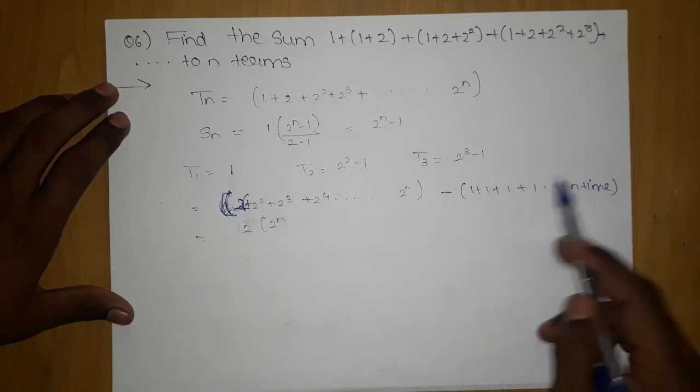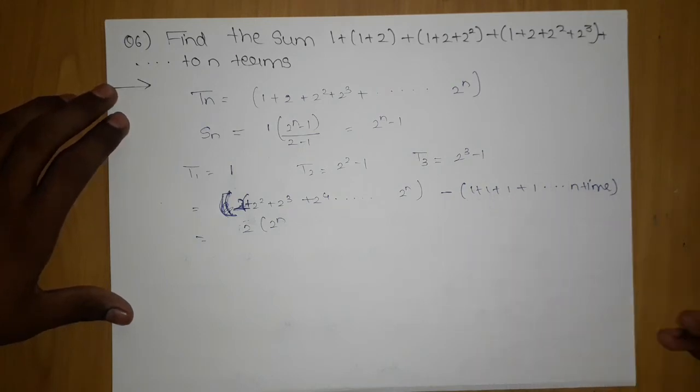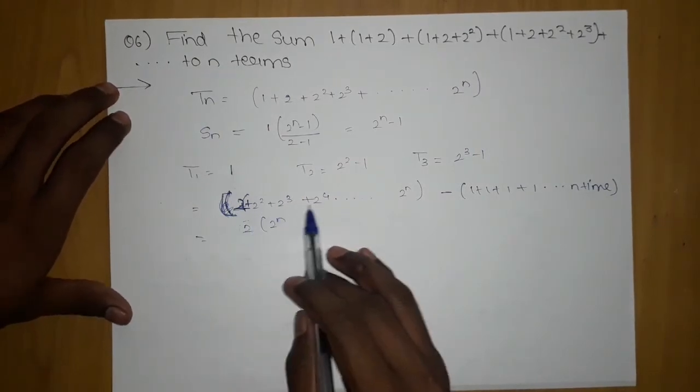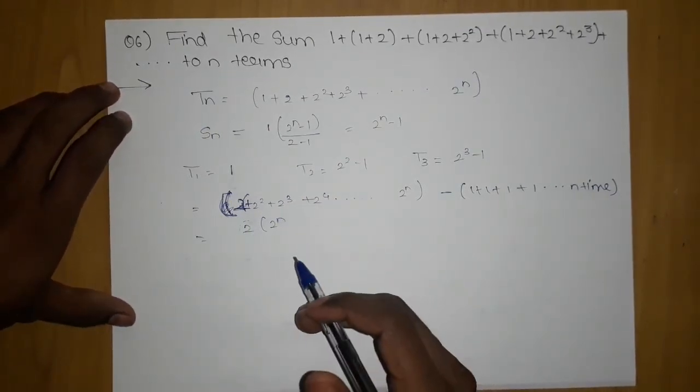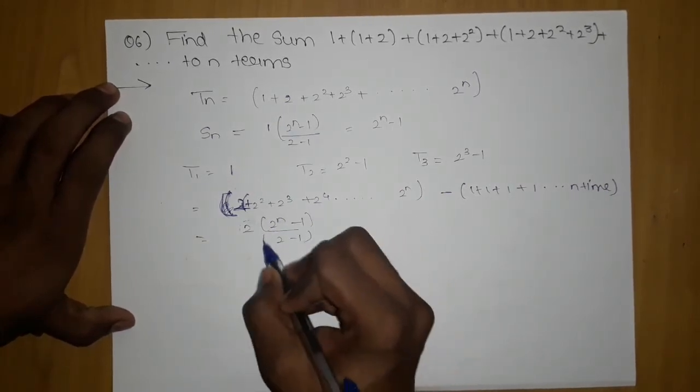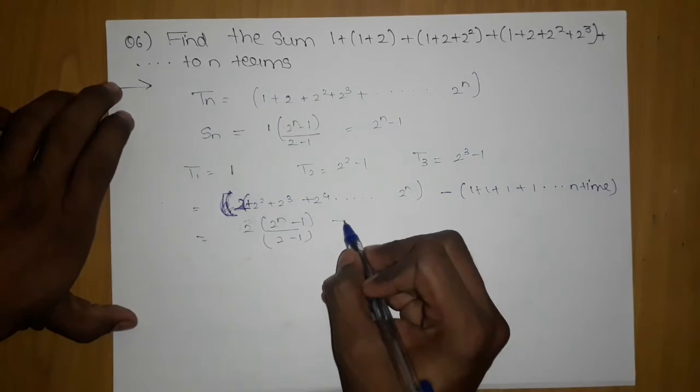Otherwise it would have been n minus 1. If you place n minus 1 here, then fine, nothing wrong, you can use this sum. But I will take 2 plus 2 square plus 2 cube because it is easier. It will make my calculation simple: 2 power n minus 1 upon 2 minus 1. So this is my sum and this is my n.